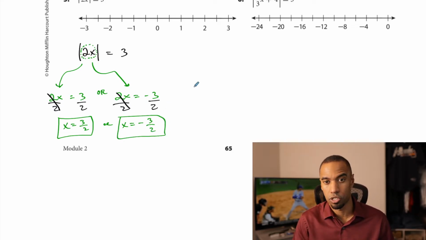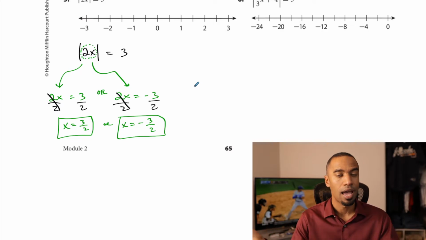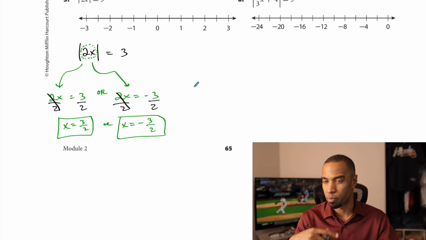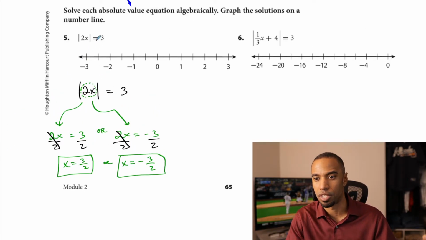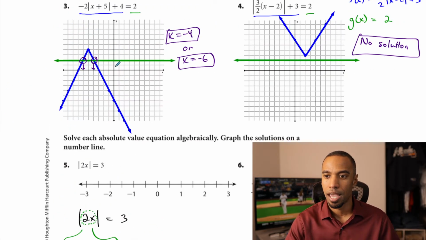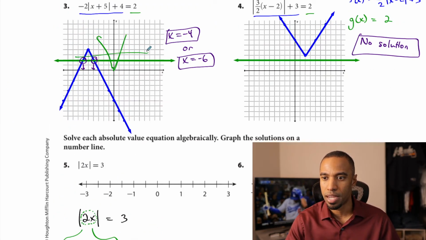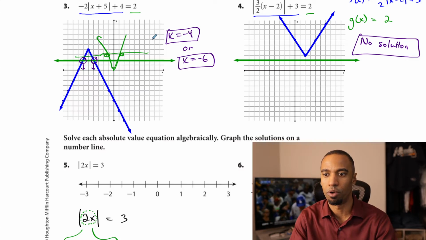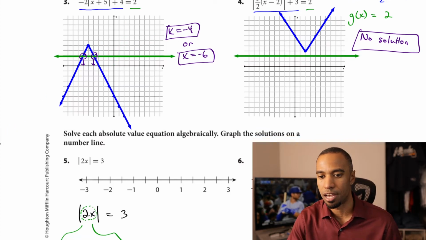So those are the two conditions. Those are the two answers that when I plug that into the thing, I will get 3 out. That's solving algebraically. And of course, hey guys, I could have graphed this thing on here, and we would have gotten 2x and 3 and said, hey, it's at 1.5 and negative 1.5, and there's that. But here's the algebraic version.